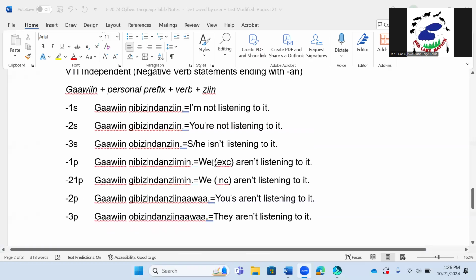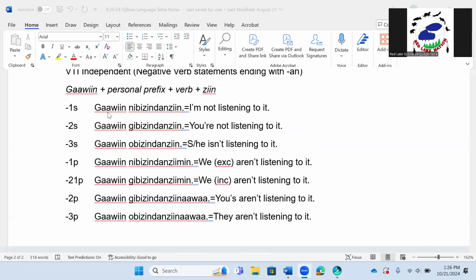All right, so here we go. Negative 1S. I am not. Gawin bisindanzin. I'm not listening to it. I is the subject, the animate. It is the inanimate object. We didn't specify it. It's just inanimate. Gawin bisindanzin. And this NZ pattern here, it's kind of like a nasally sound. Gawin bisindanzin. I'm trying not to stress that S too much, but more that Z. Gawin bisindanzin. All right. You'll hear it in examples coming up.